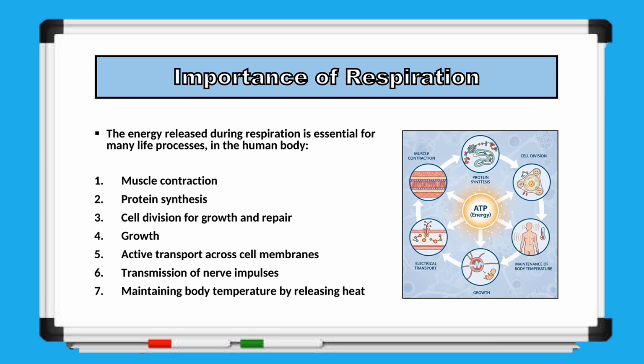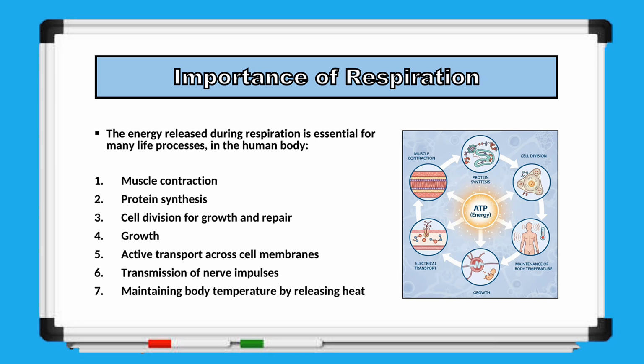Also, during cell division, energy is needed to replicate DNA in separate cells during mitosis and meiosis, ensuring growth and repair of tissues. In active transport, energy is used to move substances across cell membranes against their concentration gradient, such as in the sodium-potassium pump found in nerve cells. Also, energy is equally important for growth, as it supports the synthesis of new biomass and the repair of damaged cells. It also powers the transmission of electrical impulses along neurons by maintaining ion gradients across nerve membranes.